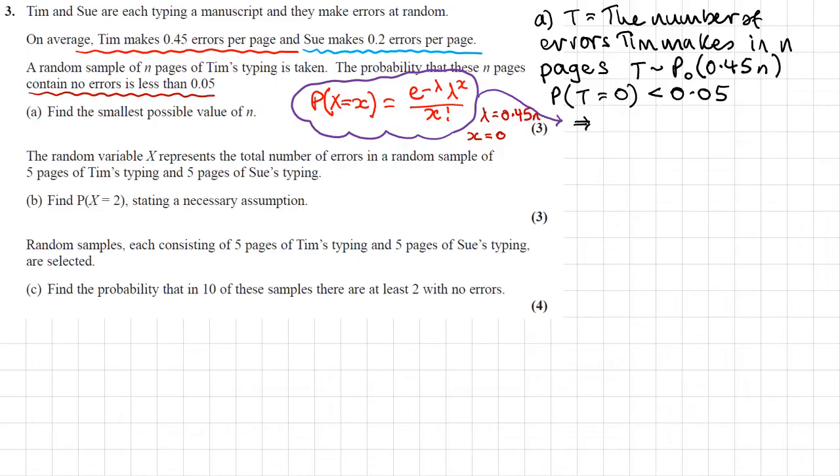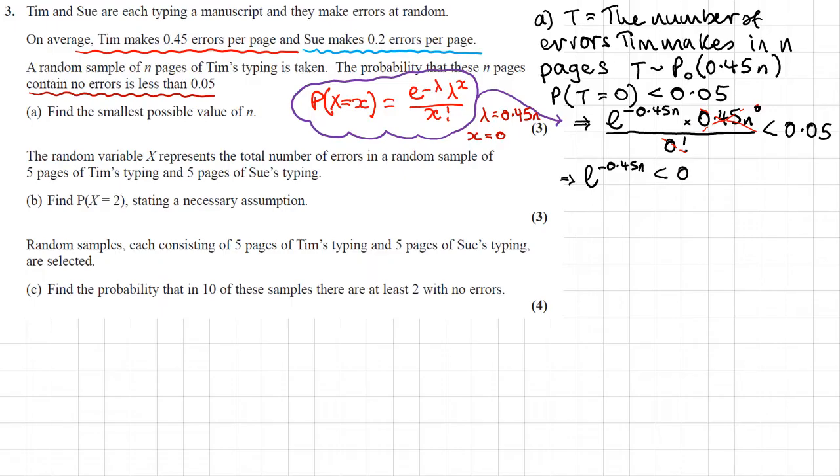So if we plug those in, we'll get e to the negative lambda, so e to the negative 0.45n, times lambda, so that's 0.45n, to the power x, which is 0, all over 0 factorial, and that needs to be less than 0.05. Now anything to the power 0 is 1, so we can scrub that out, and 0 factorial is 1, so we're just left with e to the negative 0.45n is less than 0.05.